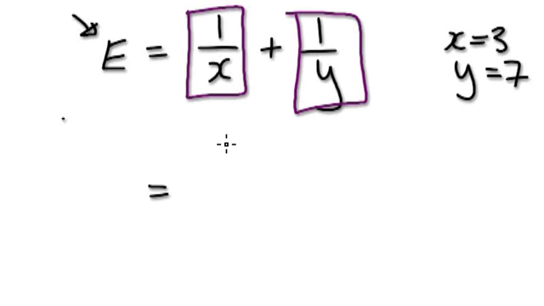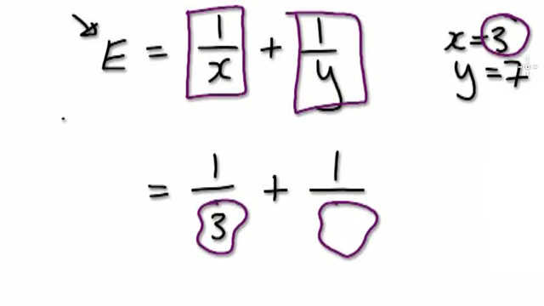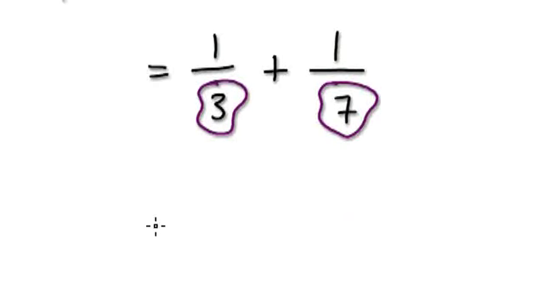Well, let's just do it here. X goes in there, plus 1 over y goes in here. Well, x is this here, 3. So let's put the 3 into here. And then y is 7 here. So let's put the 7 into here. Okay. So basically e boils down to adding these two fractions together.